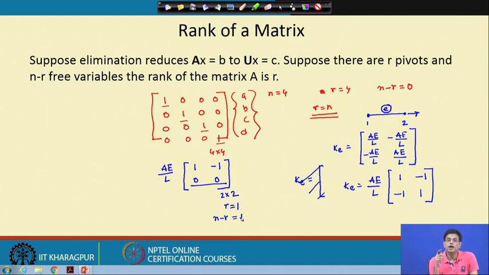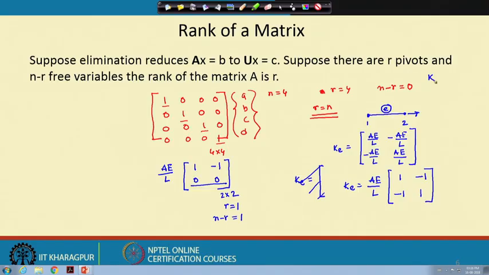Now, if I find an elemental stiffness matrix of a structure and it is not invertible, how can I find the deformation? If you know the stiffness form Ku equals F, that is what you are going to solve.